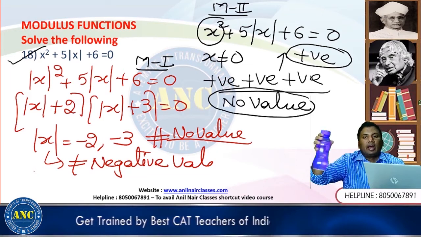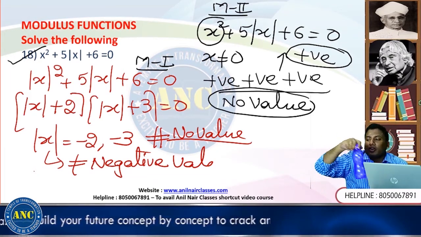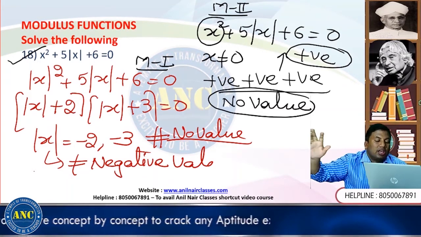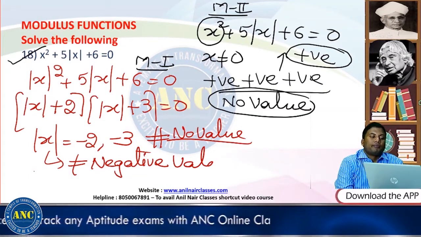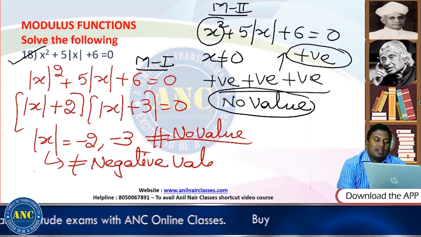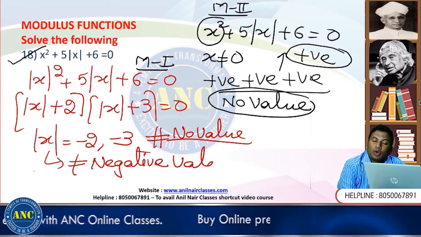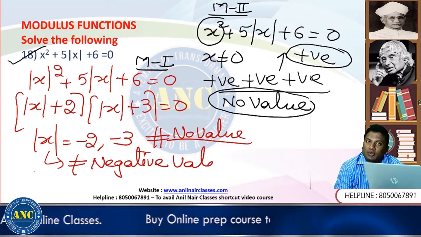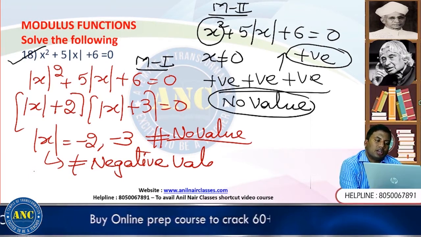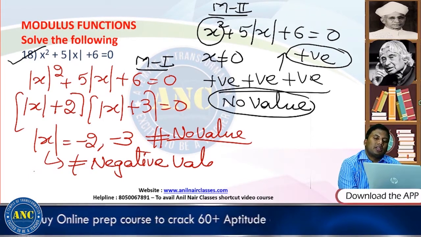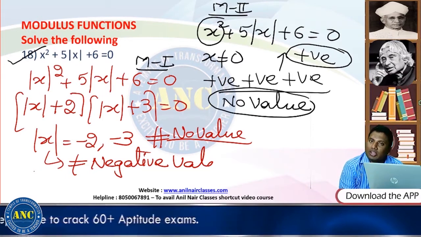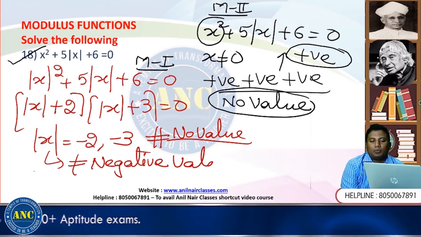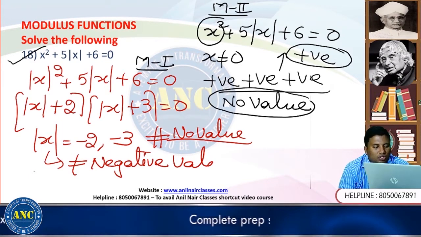I hope the idea is clear. Mod x I got minus 2 and minus 3. Modulus can never give you negative value, so the values of x cannot be negative. That means no value of x will satisfy the equation. Another way to solve the question: x square plus 5 mod x plus 6 is 0. x square is positive. Mod x always gives positive. Positive, positive, positive. Answer is positive. 0 cannot be positive. 18th question.